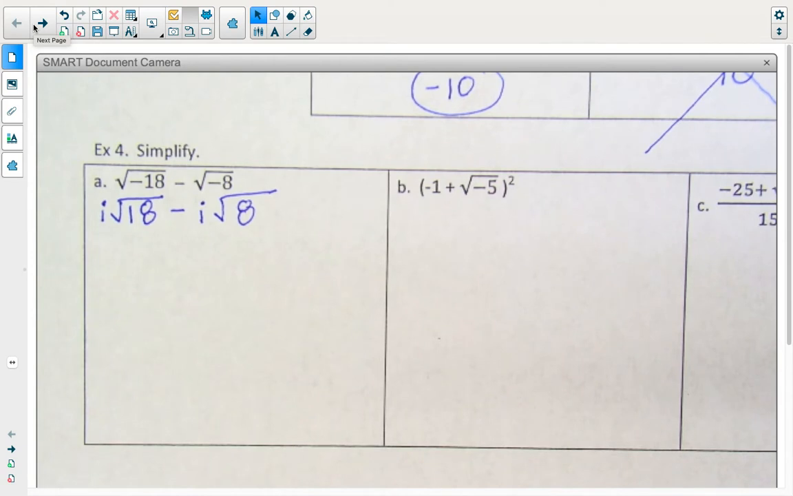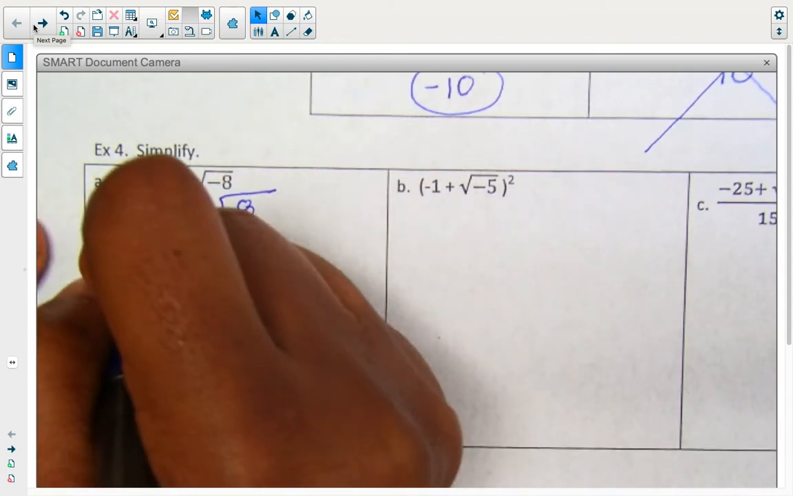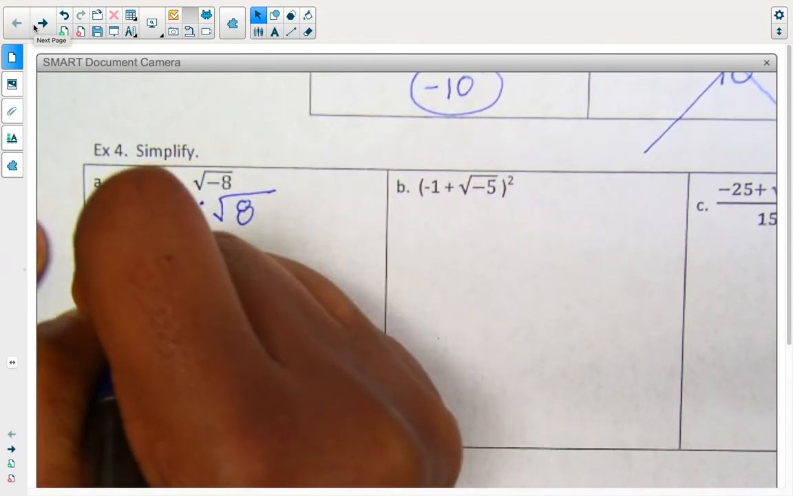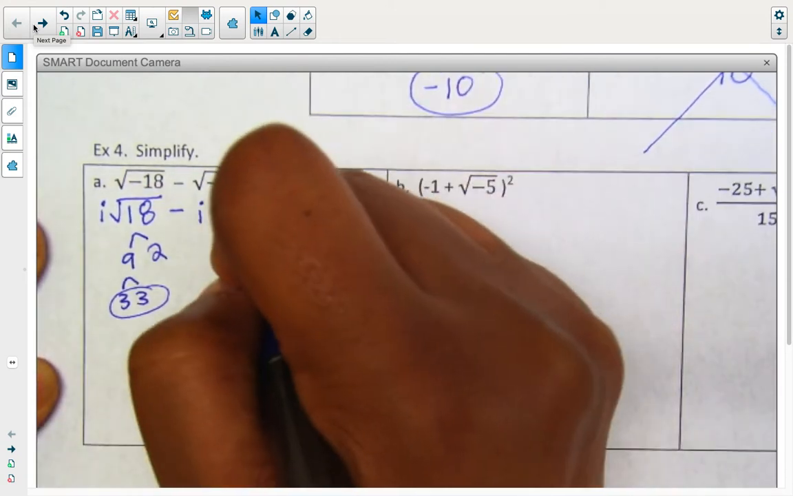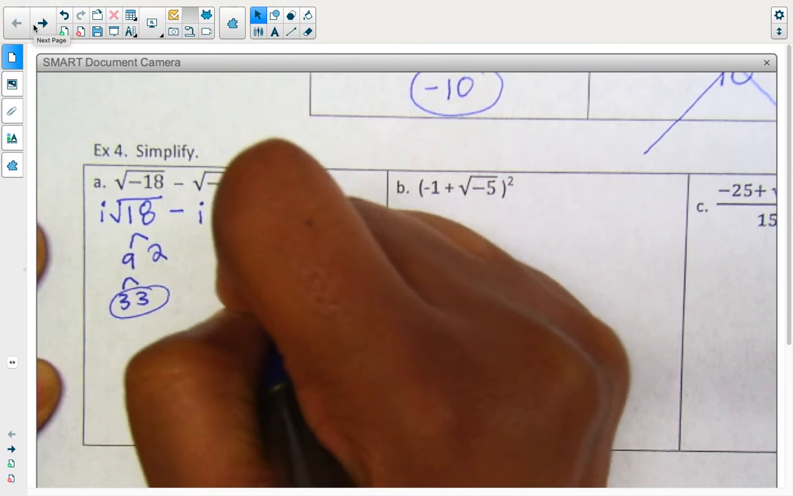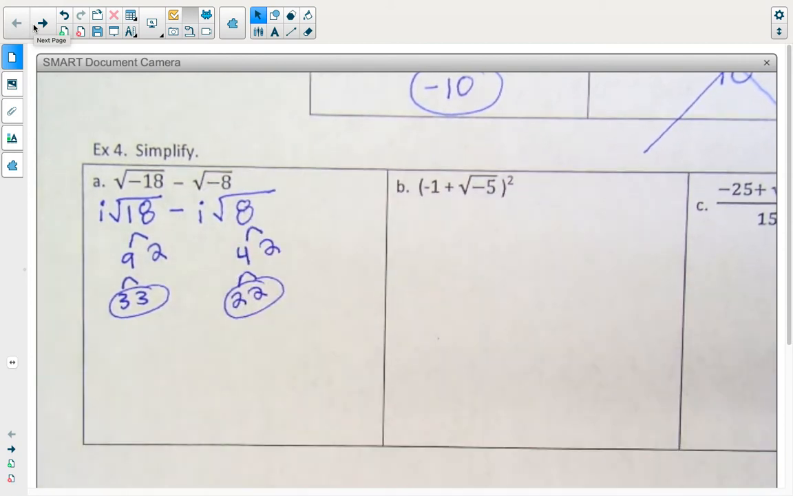Now, just briefly, I'm going to ignore the imaginary part and I'm going to go through and do our factor trees. 18 factors into 9 and 2. This is 3 and 3. 8 factors into 4 and 2. And I got 2 and 2. So I am ignoring the negative part of the problem just for a minute, and I did our factor trees. Pairs go on the outside, everything else goes on the inside.